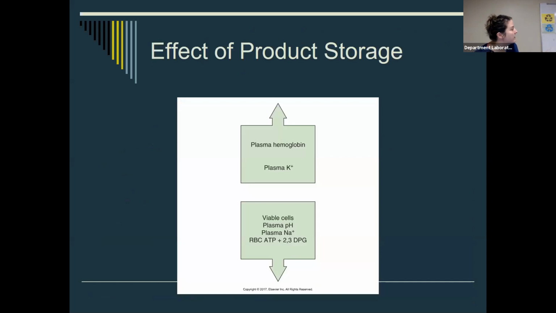I took this from your textbook. It lets you know what happens as the red cells are being stored. Again, some cells are going to break down, so you'll have increased plasma hemoglobin, increased plasma potassium, and a decrease in viable cells. Your plasma pH, ATP, and 2,3-DPG are going to decrease. That's just a normal biochemical mechanism as cells are stored at 4 degrees.